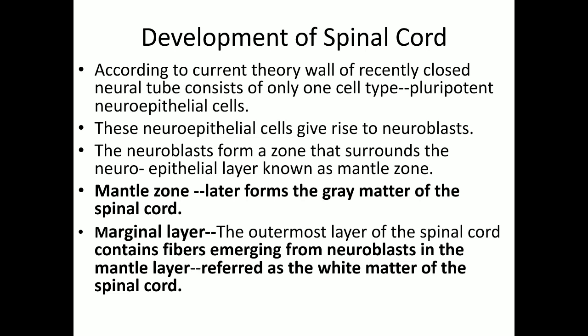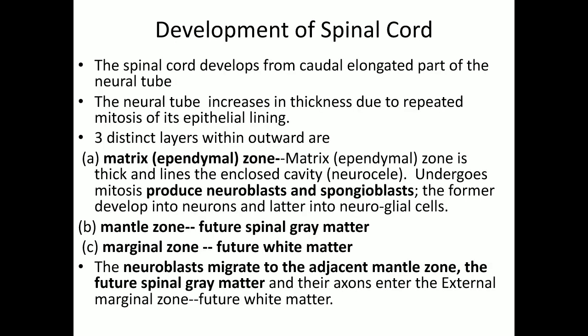Thus the three layers, matrix, mantle and marginal zones, are formed from inner to outer. The matrix zone will produce the neuroblast cells, and these neuroblast cells will move into the mantle zone and form the spinal grey matter. And the axons of these neuroblast cells go out into the marginal zone, and these axons are myelinated and will form the white matter of the spinal cord.